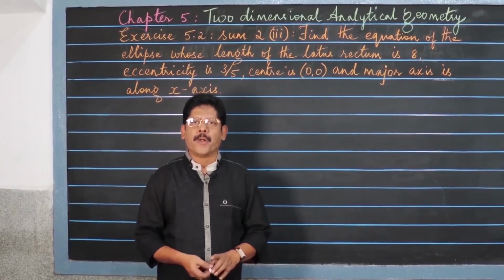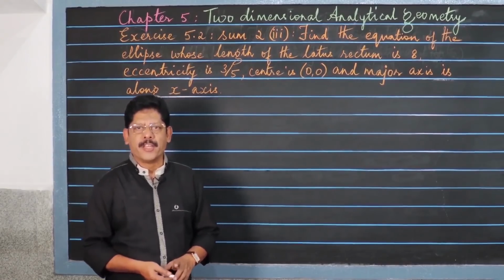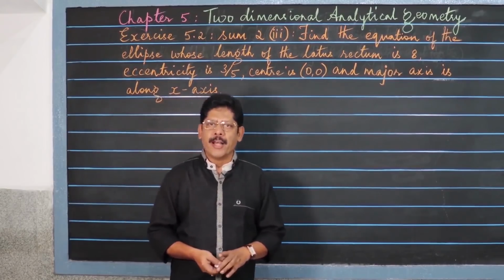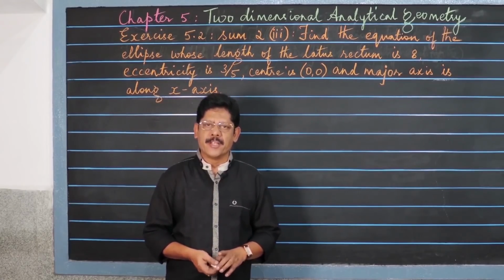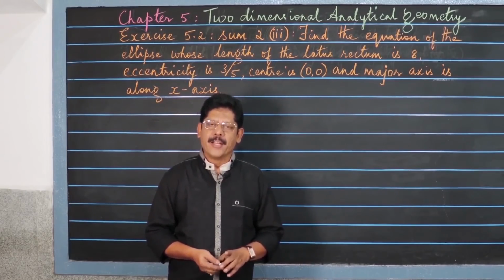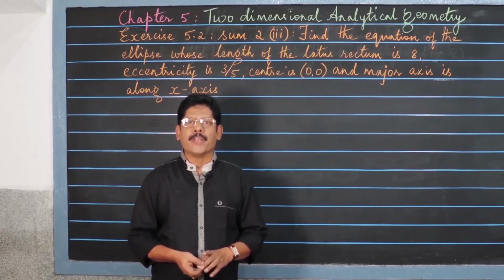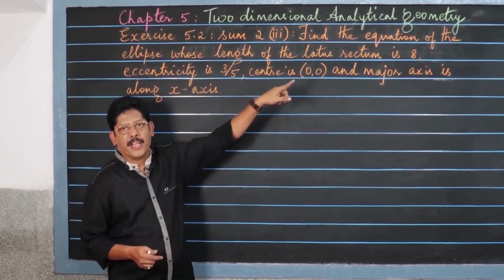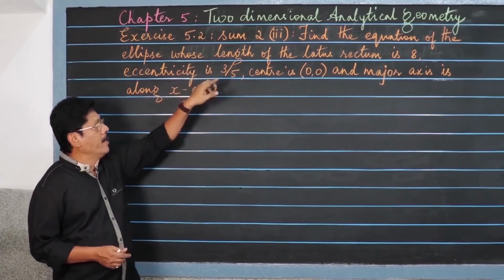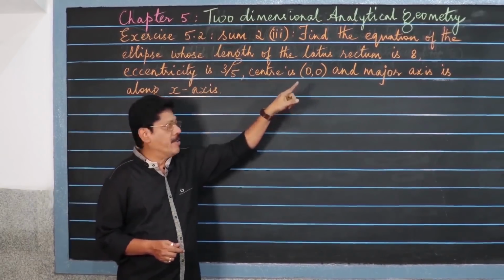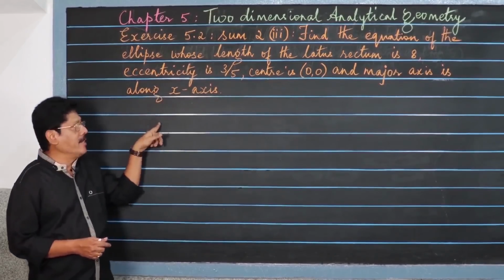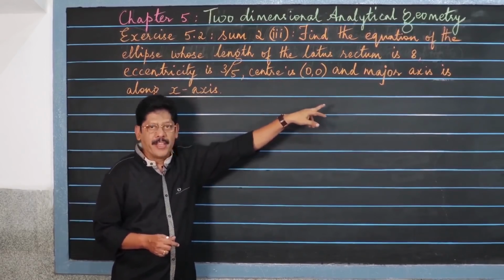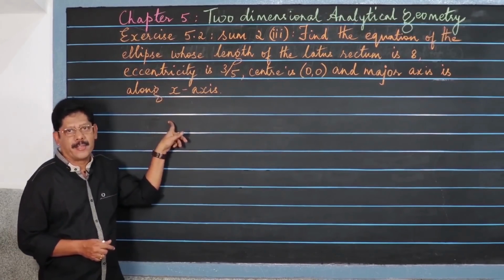Now we shall solve problem number 2 in subdivision 3 in exercise 5.2. Find the equation of the ellipse whose length of the latus rectum is 8 with eccentricity 3 by 5 and center as 0, 0 with the major axis along x-axis. The question is very clear, they are asking you to find the equation of the ellipse where length of the latus rectum is given as 8 and eccentricity is 3 by 5 with center 0, 0 and the major axis of the ellipse is on x-axis.